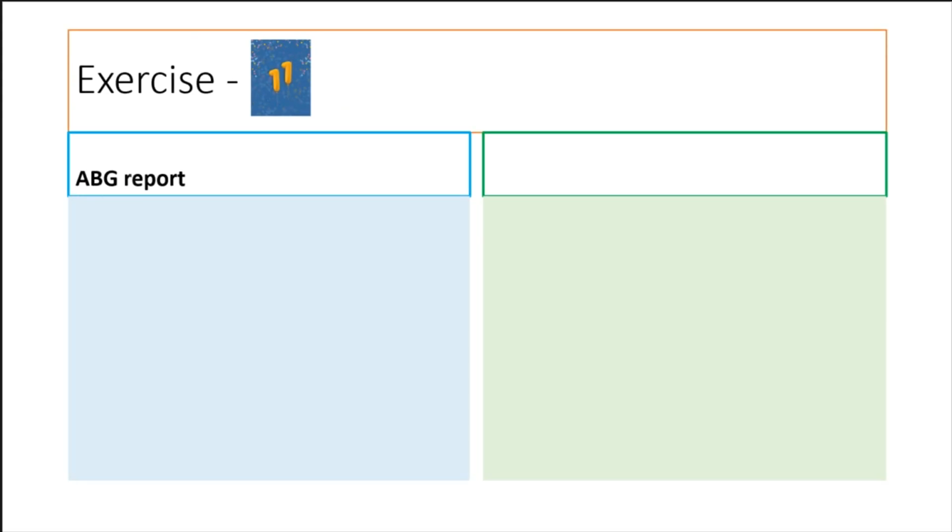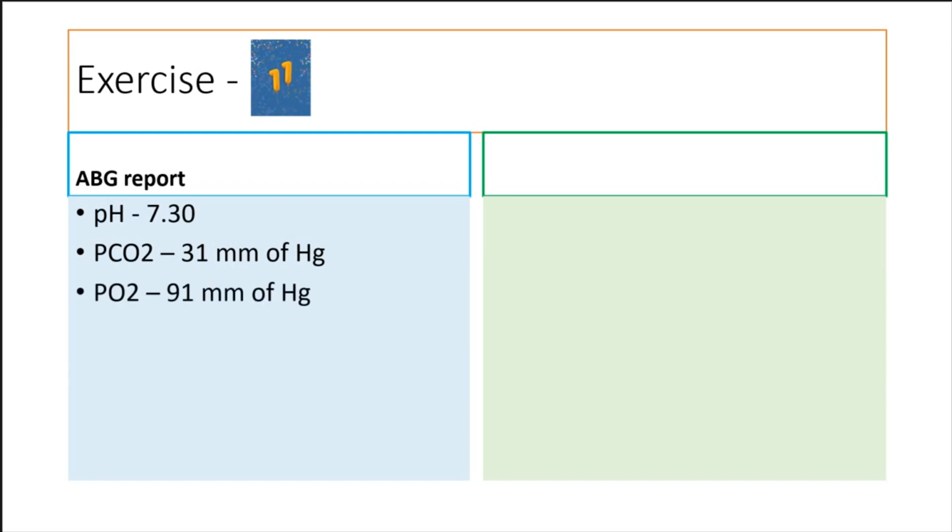Exercise 11. ABG report. pH 7.30. PCO2 31 mm of Hg. PO2 91 mm of Hg.